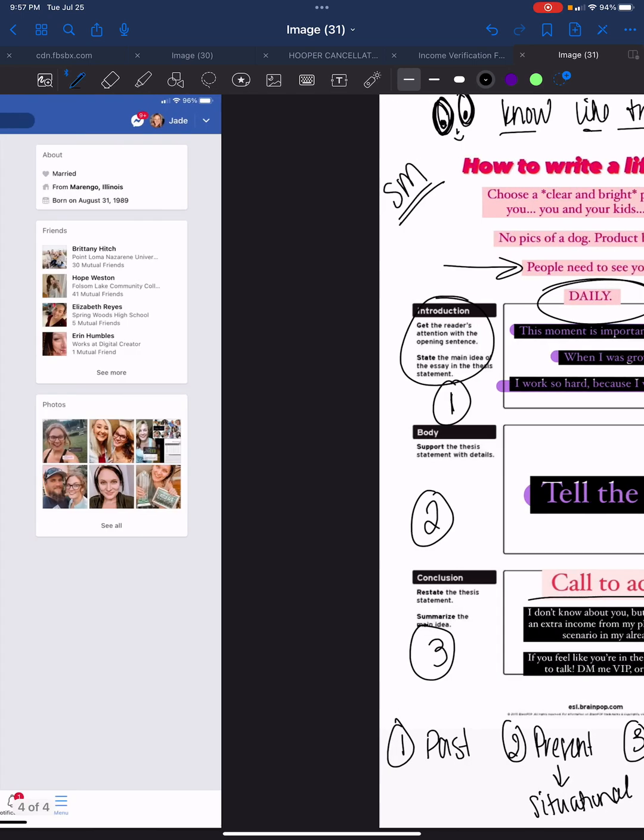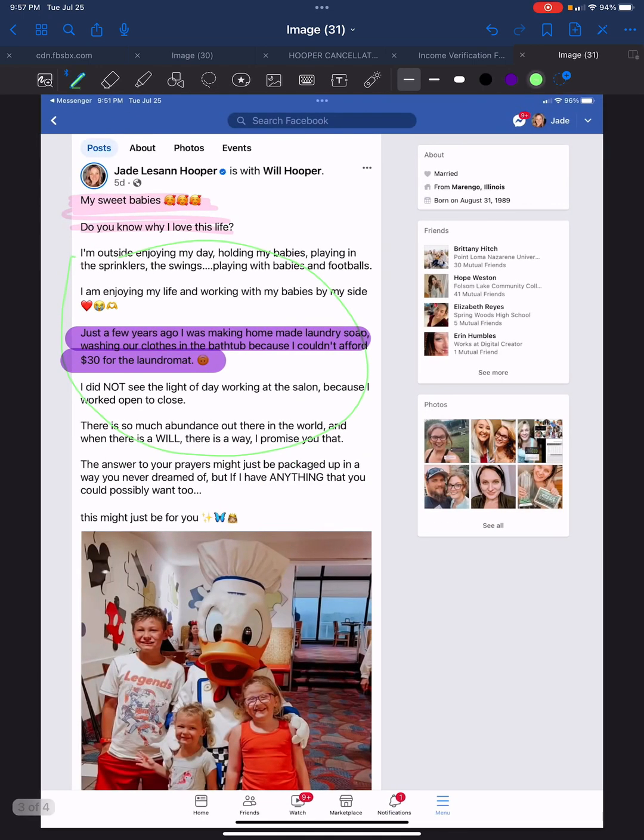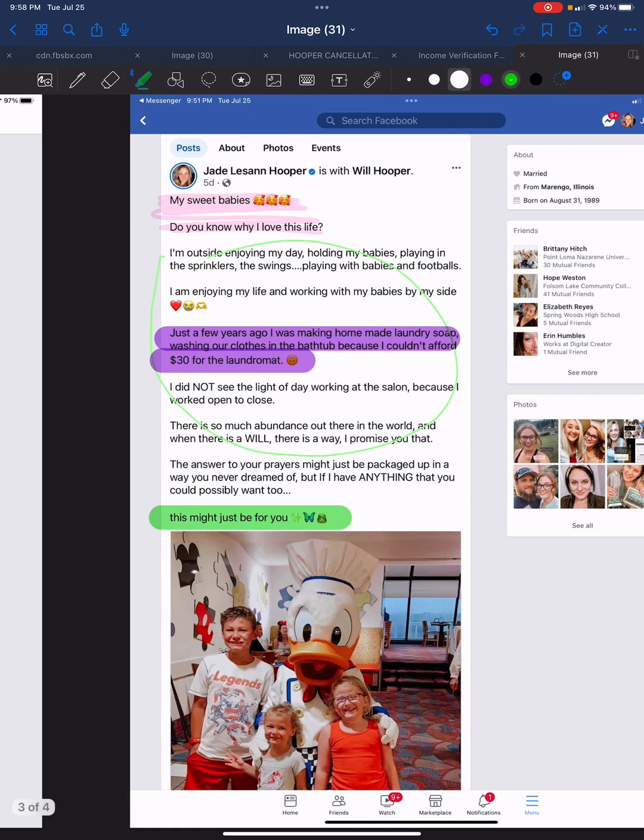Call to action. Now, pretty positive. Every single one of these has a call to action. Now, I said this might be for you. This might be for you. And in the comments of this post, someone commented and said, is this something I can do?